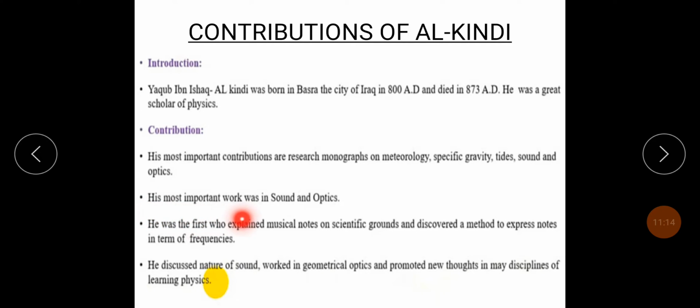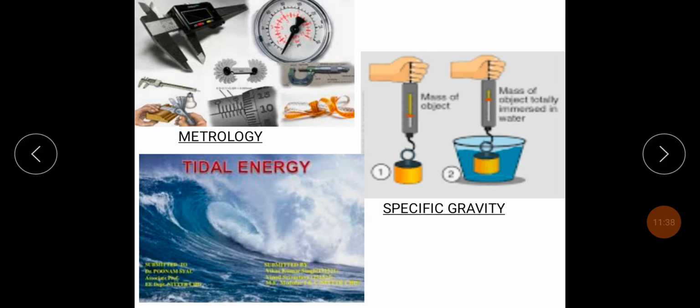Now, his most important work was in sound and optics. He was the first who explained musical notes on scientific grounds and discovered a method to express notes in terms of frequencies. He discussed the nature of sound, worked in geometrical optics, and promoted new thoughts in the disciplines of learning physics.